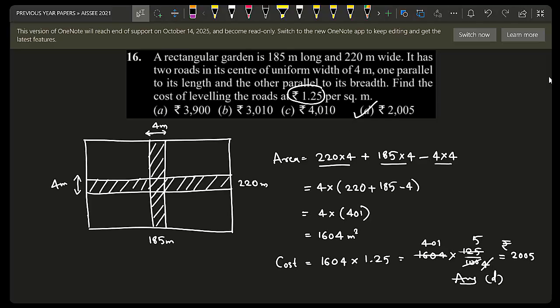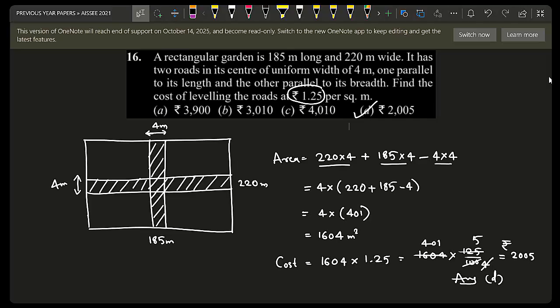Now we want to find the cost of leveling the roads at the given cost. 1 square meter costs 1.25 rupees. We want the total cost. There is background noise, somebody is talking. Can you mute your mic otherwise? Okay, sir.